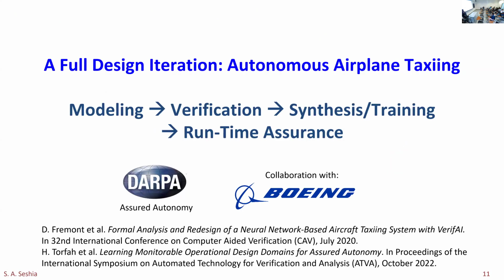All right, so this is going to be a case study that we did in collaboration with Boeing as part of a DARPA program. And the reason I want to cover this is that even though it's now more than 4 years since we did this, I think it's a pretty good example of full design iteration, that is using Scenic as a representation through different steps in the design process. That includes modeling, and then verification, testing, synthesis and retraining, and runtime assurance.